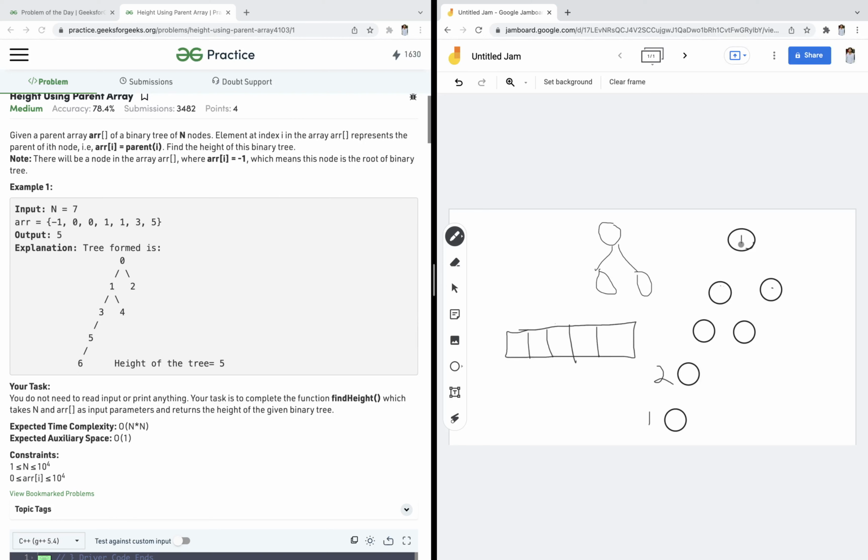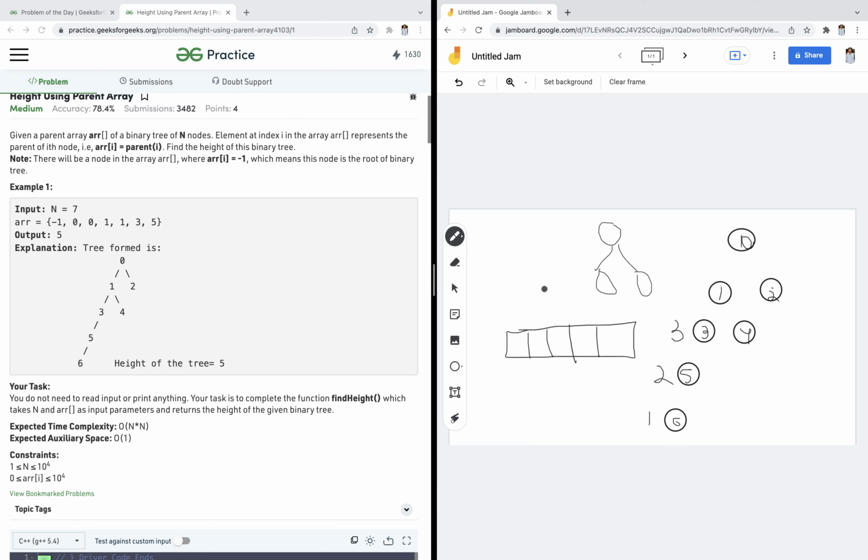Okay, so 1, again 0, 1, 2, 3, 4, 6. Okay, so 5's parent is 6, we can know from the parent array. So if we are moving to 3, we are increasing the height. 3's parent is 1, so that is 0.